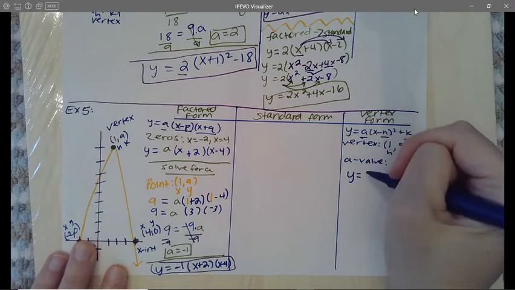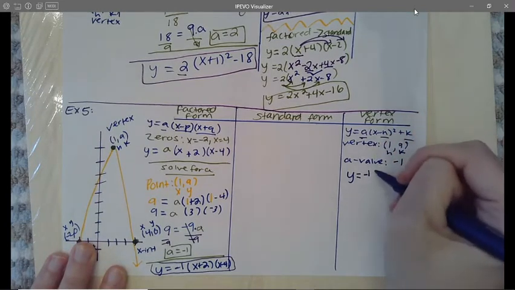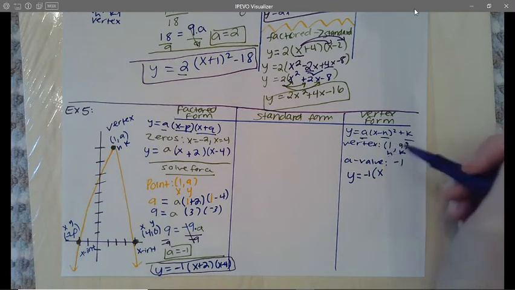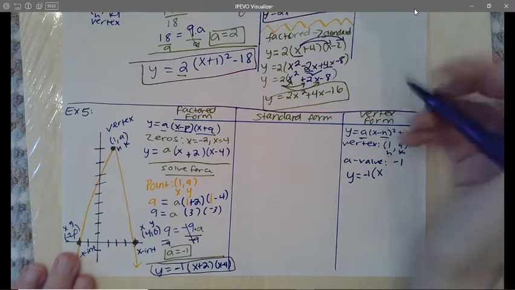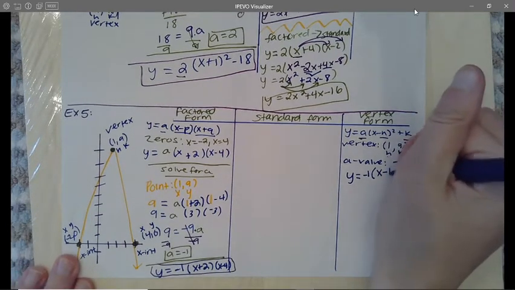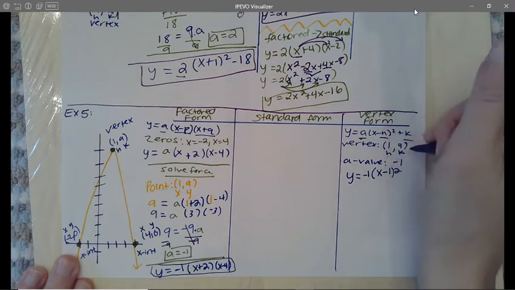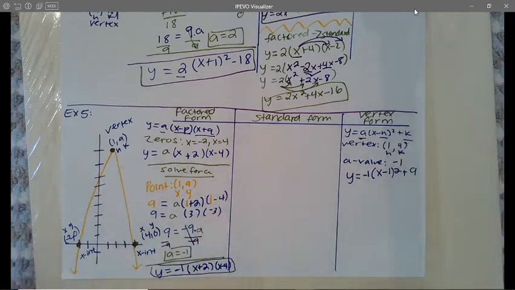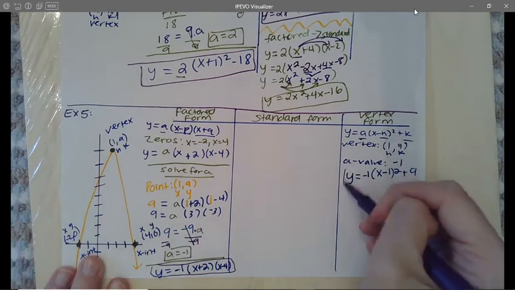So we have a, which is -1, times x. Now don't forget h, we have to flip the sign. Since it's +1 in my point, in my equation it will be (x - 1) squared. And then the k, I'm just going to bring on down, which is a 9. So there you go, you guys. We have vertex form right now.